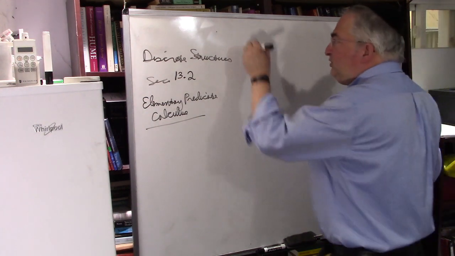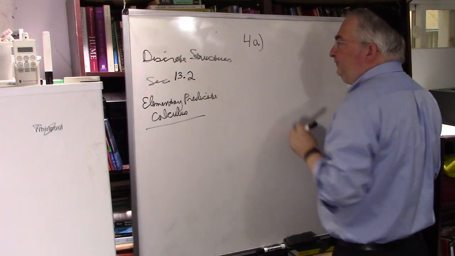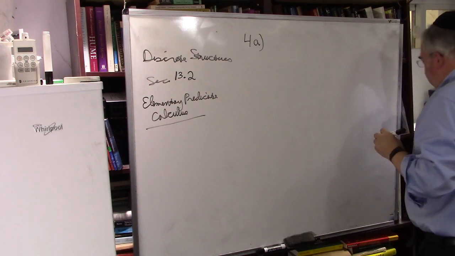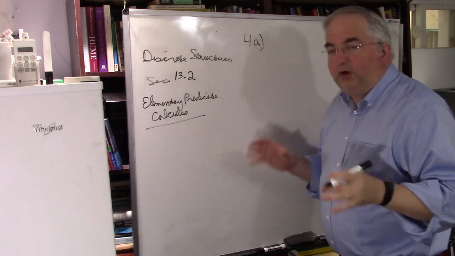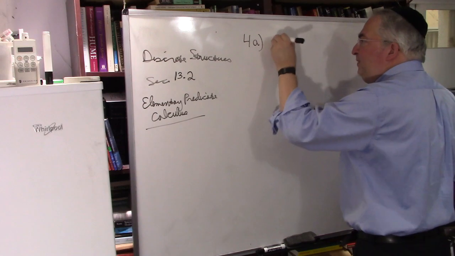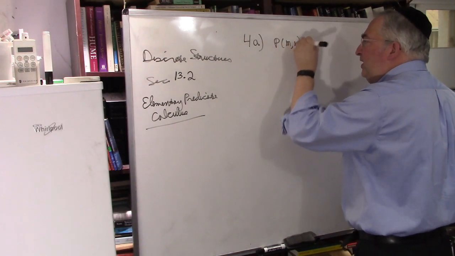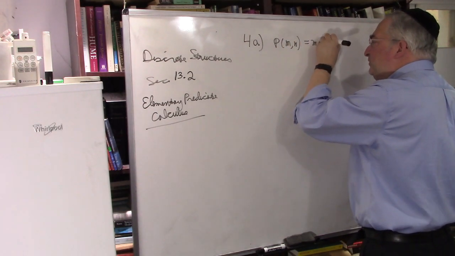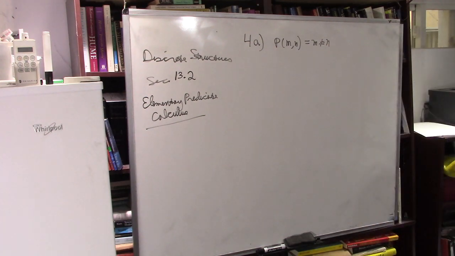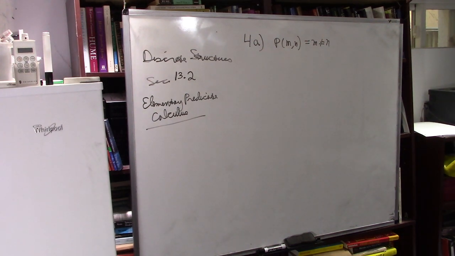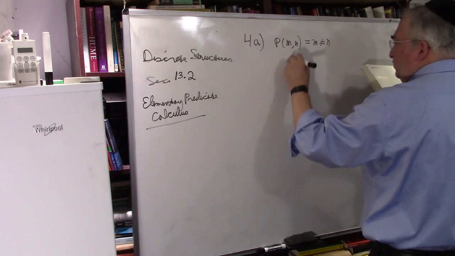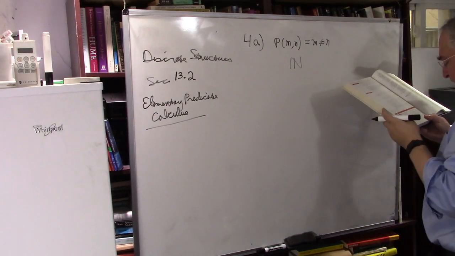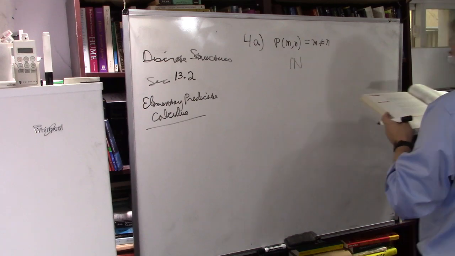Okay, so let's do 4a. For homework, we're going to do all of 4, but here we're going to do 4a. P of m comma n means m is not equal to n. The domain of discourse is the natural numbers. We're talking about the natural numbers. Give the truth of each of the following.